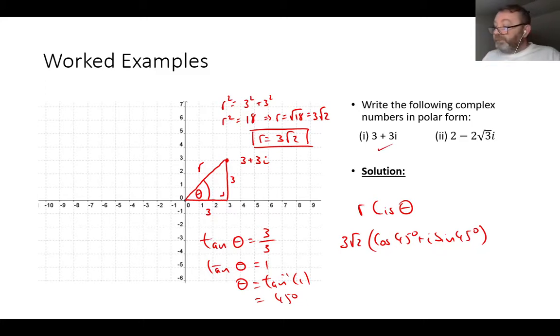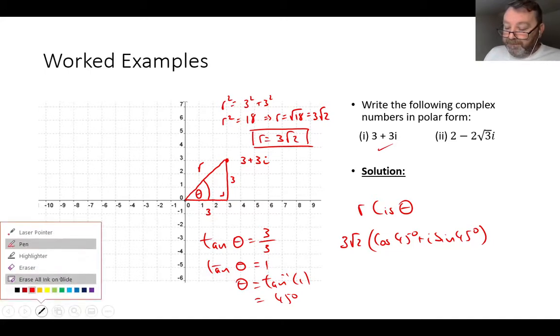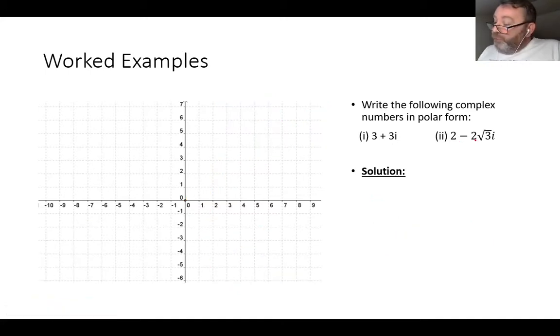Let's do one more. Let's do 2 minus 2 root 3i. So let me just clear that. Okay, so 2 minus 2 root 3i. First of all, out 2 and down 2 root 3. Now, root 3 is about 1.7. So 2 times 1.7 is about 3.4. So let's say about 3.5 if you want, because it's only a sketch. So out 2 and down about 3.4.